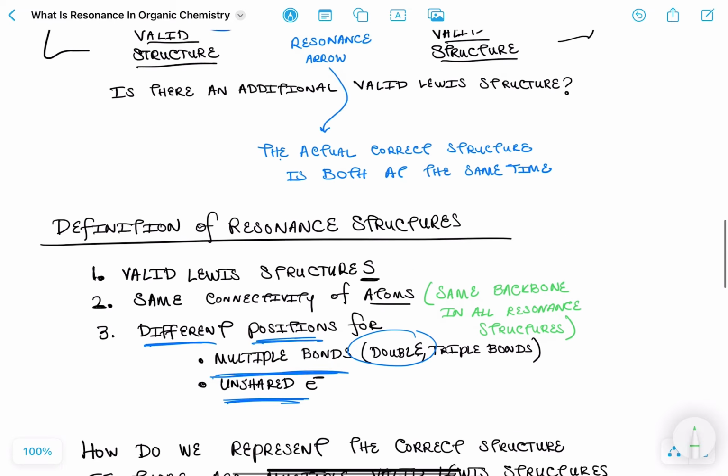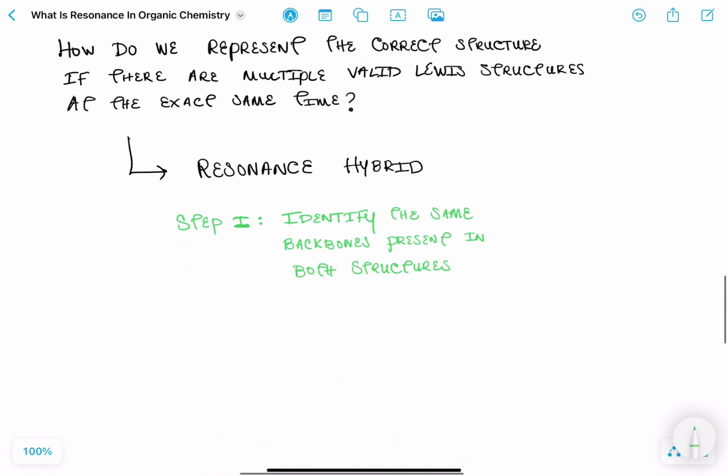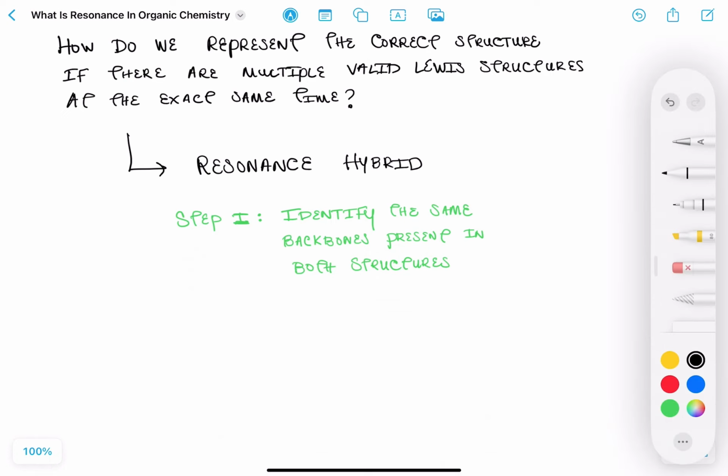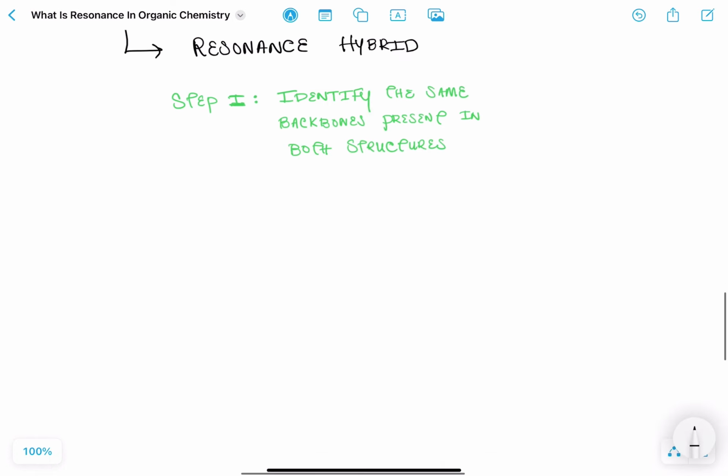All right, so let's take a look. I'll actually go ahead and redraw all of this so that we can get a better idea of how to draw the resonance hybrid. And so we have, go ahead and put all of my electrons in. Put the lone pairs on, then the resonance arrow, and we'll do the same thing.